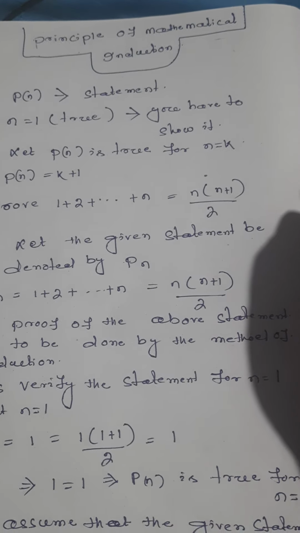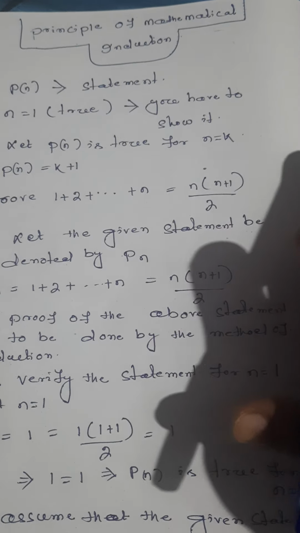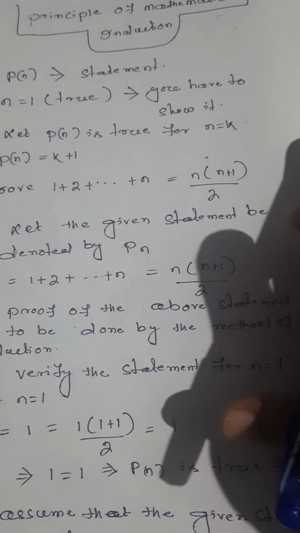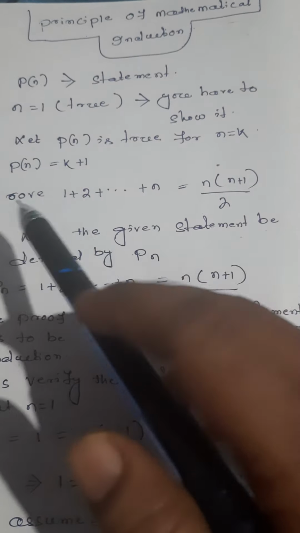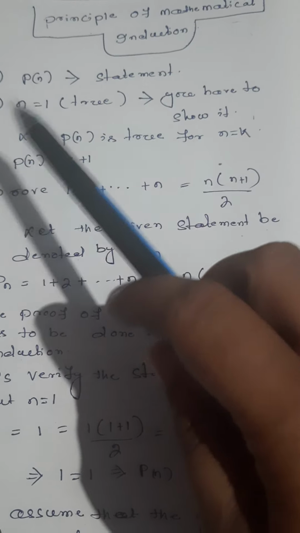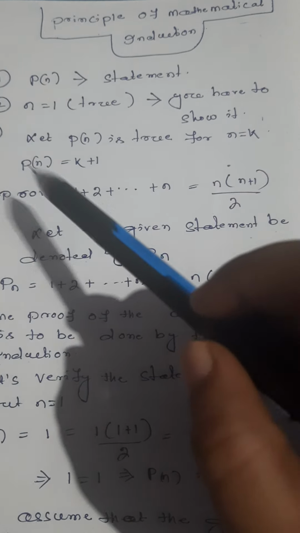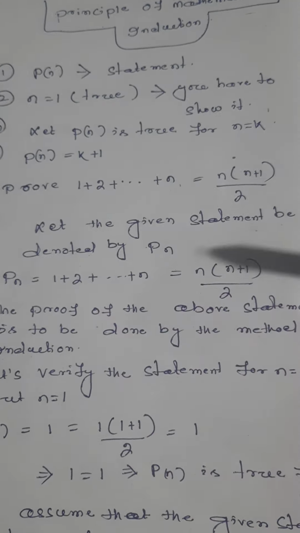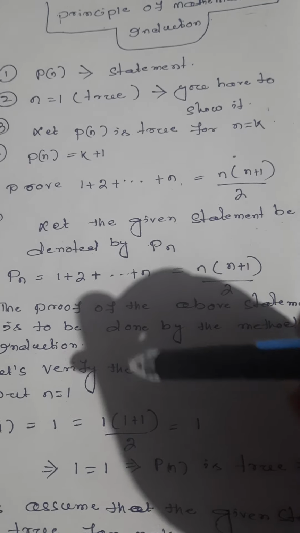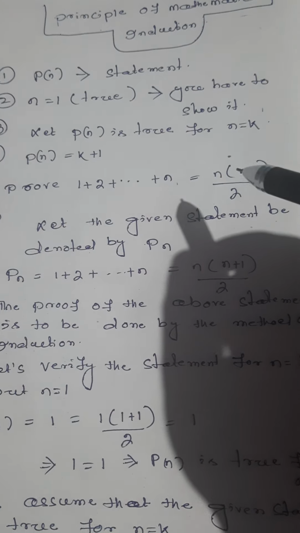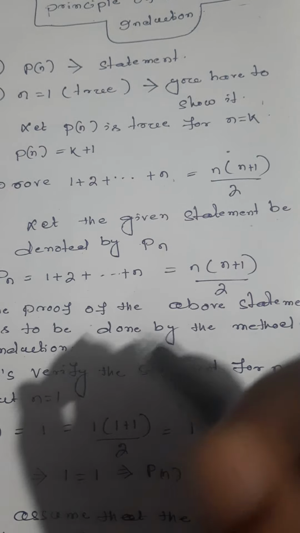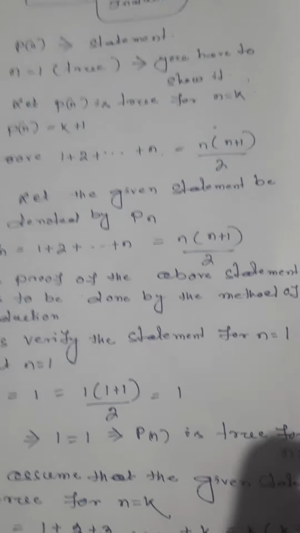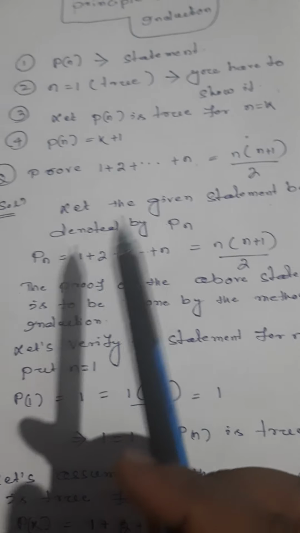In mathematical induction, we have to remember just 4 steps. What is this? The first step: let the statement be denoted as Pn. Pn is true for n equal to 1, Pn is true for n equal to k, and Pn is true for k plus 1. Now I am going to give you one example so that you can easily understand.